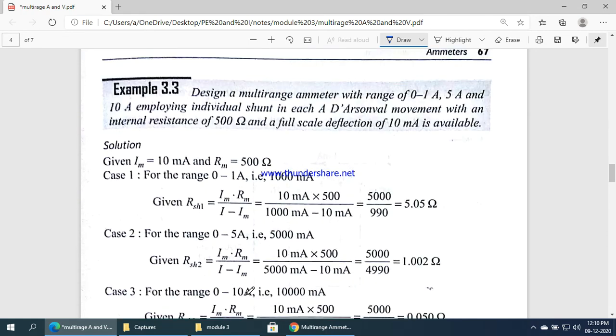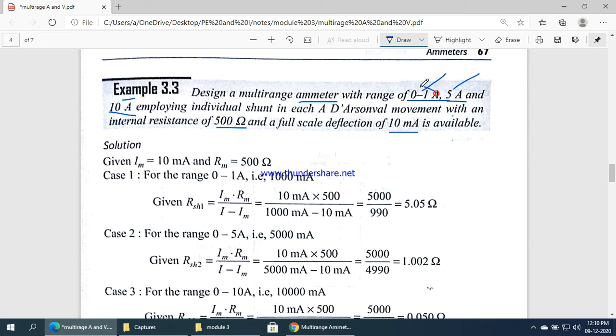Now next problem: design a multi-range ammeter with a range of 0 to 1 amp, 5 amps and 10 amps, employing individual shunt. We have to employ an individual shunt in all three cases. A D'Arsonval movement is given with an internal resistance of 500 ohm and full scale deflection of 10 milliamps. So with respect to the D'Arsonval, Im we know, Rm we know, and now we have to design a multi-range ammeter.